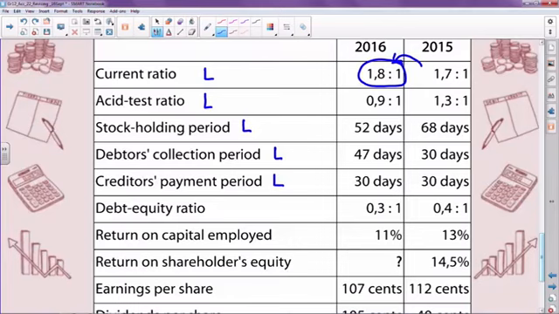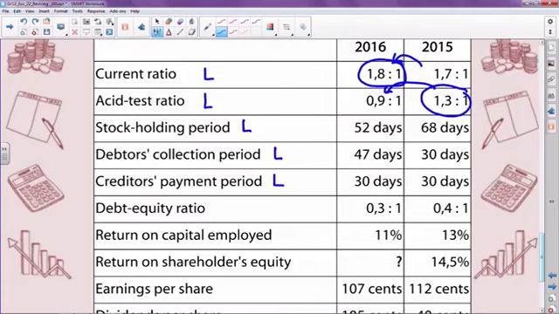So you're going to state this in your paper. Quoting figures, stating what is happening. You mention the trend, you mention what is happening. Look at your asset test ratio. Your asset test ratio was 1.3 is to 1, is now 0.9. So it decreased. Your current ratio increased, whereas your asset test ratio decreased.